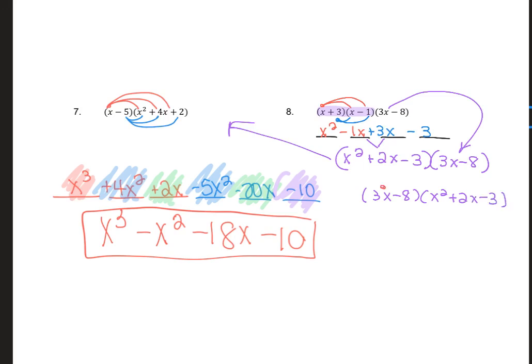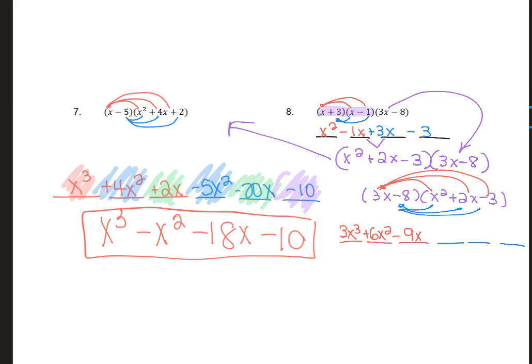So I'm going to take this and I'm going to go boom, boom, boom. So 1, 2, 3. Then I'm going to come back and do boom, boom, boom. 1, 2, 3. And here we go. All right, so 3x times x squared gets me 3x to the third. 3x times 2x gets me positive 6x squared. 3x times negative 3 gets me negative 9x.